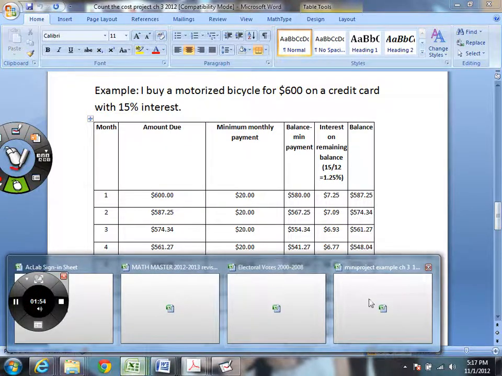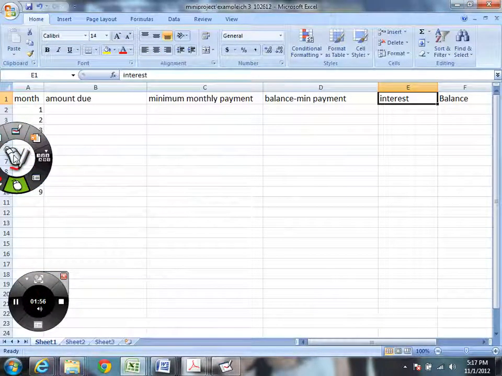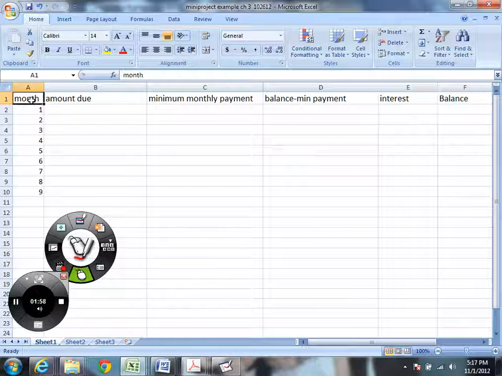Okay, so I go to Excel and I just start typing in here. So I just typed month, and then I typed amount due, and you just move it over with the left-right cursors, or press enter. Minimum monthly payment, so we have amount due, we have minimum monthly payment.